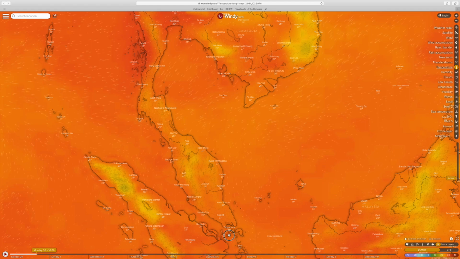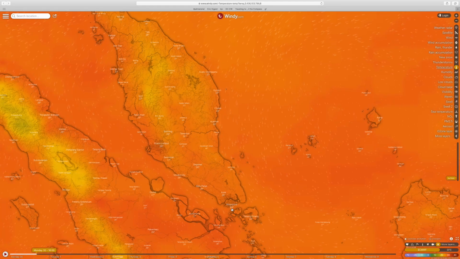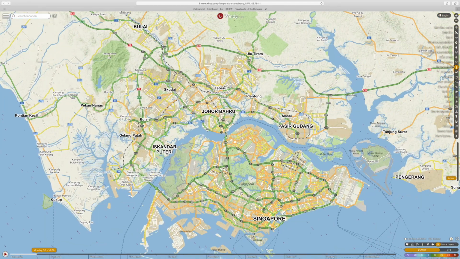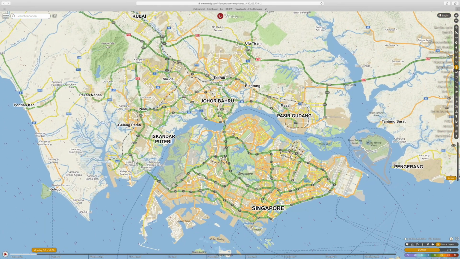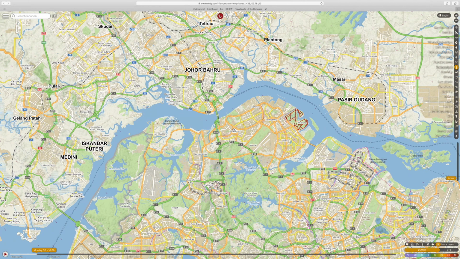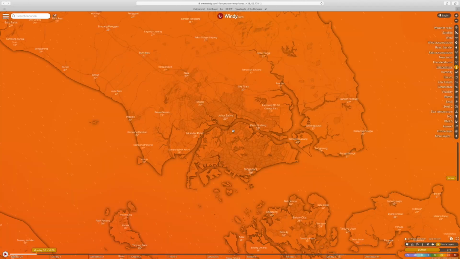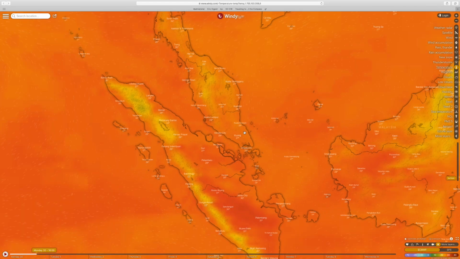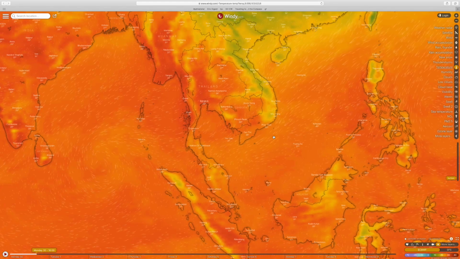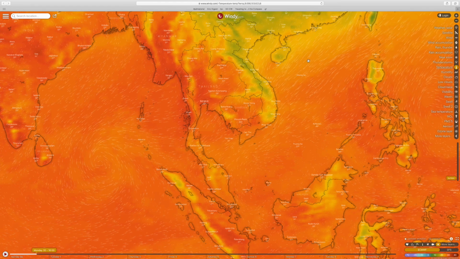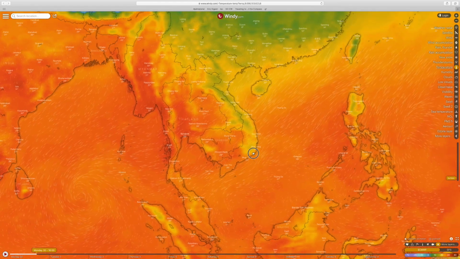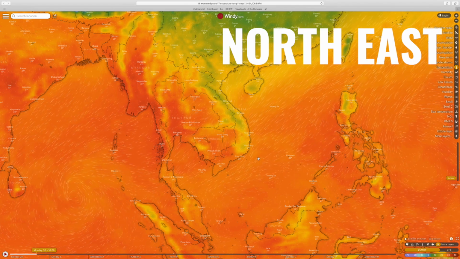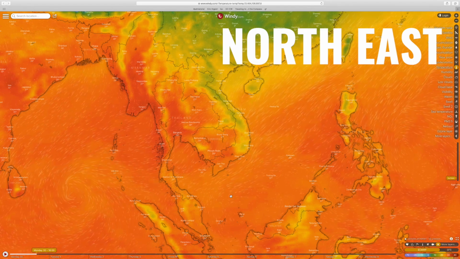Let me just zoom in for you. Okay, the temperature gets higher and higher. Okay, let me zoom in. So this is our island home, Singapore, and I'm right now in Woodlands Secondary School, which is over here. Okay, so let me zoom out a little. Okay, so the winds, as you can see, are represented by these white thin lines that are moving around the map. Okay, so you can see that the winds are blowing from the northeast towards Malaysia and Singapore.